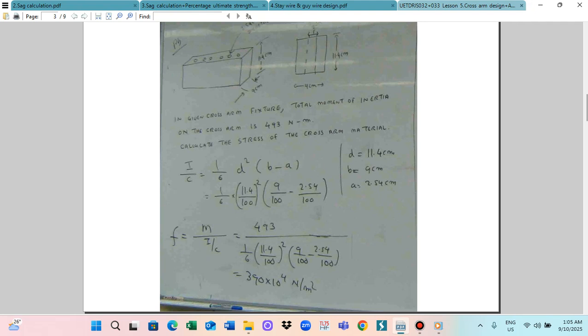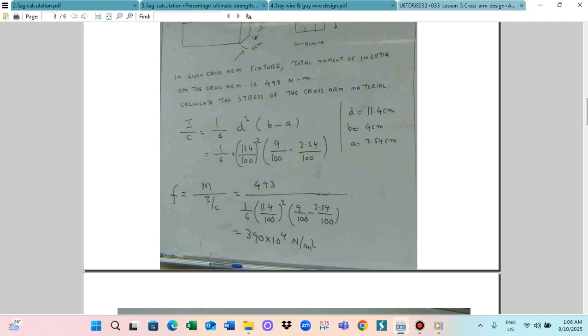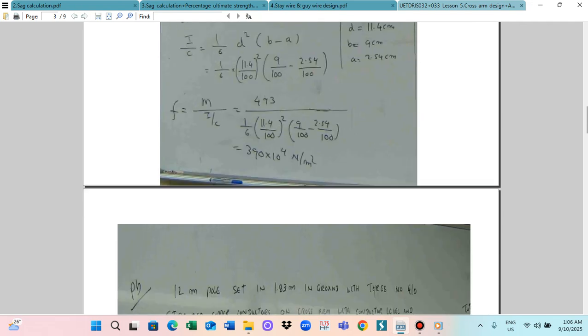Okay, then you have to calculate the stress F. F is equal to M divided by I by C. This moment of inertia is the given 493. I by C, we substitute the whole thing. By solving this, you get the stress. So the stress will be 390 into 10 power 4. Then if you look at the given appropriate material, you can select.